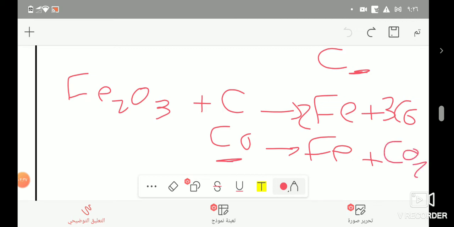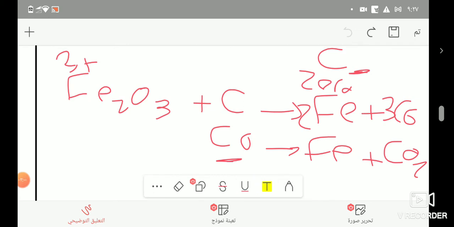carbon dioxide. So, in both cases, you have to understand that iron is reduced from iron positive 3, to iron metal, with 0 oxidation state. So, this process is called a reduction process, and this is why we call the process reduction.